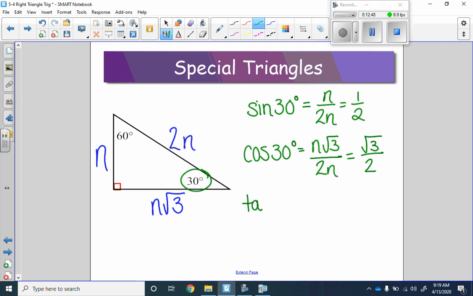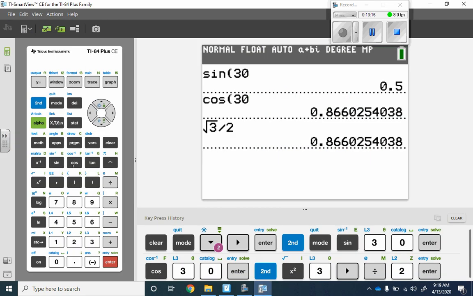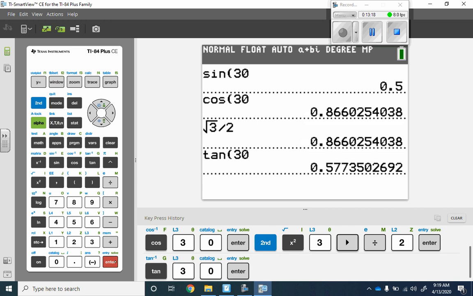If we take the tangent of 30 degrees, no matter what triangle you have, tangent is opposite over adjacent. So n over n square roots of 3. The n's cancel, so we get 1 over the square root of 3. Rationalize that denominator, multiplying by square root of 3 over square root of 3, and we get the square root of 3 over 3. So once again, the tangent of 30 degrees is the same thing as the square root of 3 divided by 3.